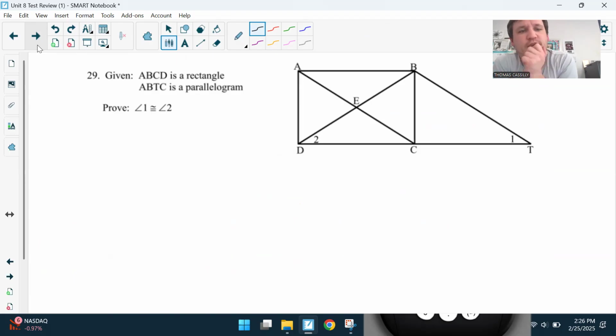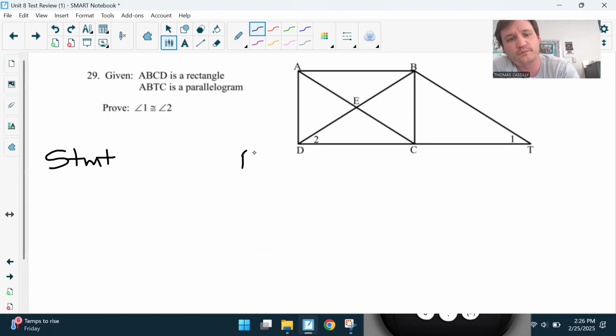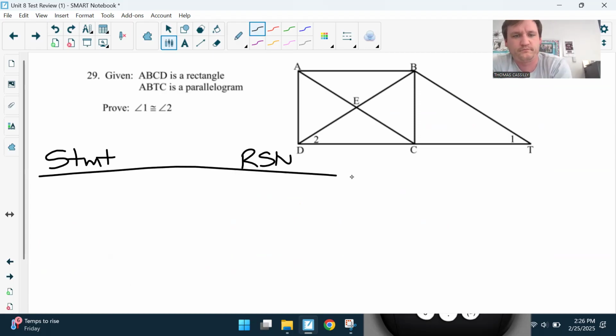ABCD is a rectangle. ABTC is a parallelogram. I want to show that angle 1 and 2 are congruent. I think this was a homework problem. So it might have been a quiz question. I don't remember. But there's a ton of ways to do this one.